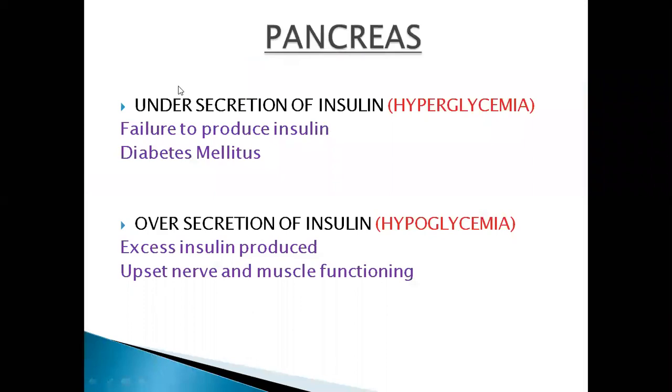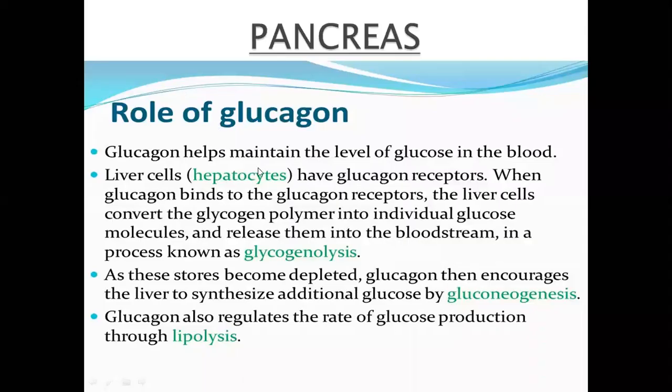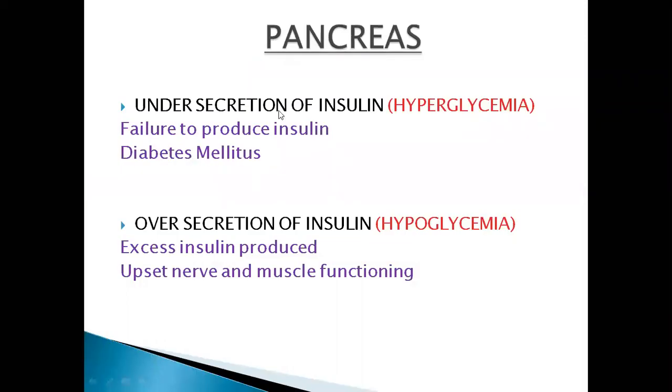They work antagonistically with each other, and they are also an example of a negative feedback mechanism. Undersecretion of insulin, failure to produce insulin, causes hyperglycemia, and diabetes mellitus is the problem. And if oversecretion of insulin takes place, it causes hypoglycemia, and excess insulin upsets nerve and muscle functioning. Hence, these are the problems related to the pancreas.